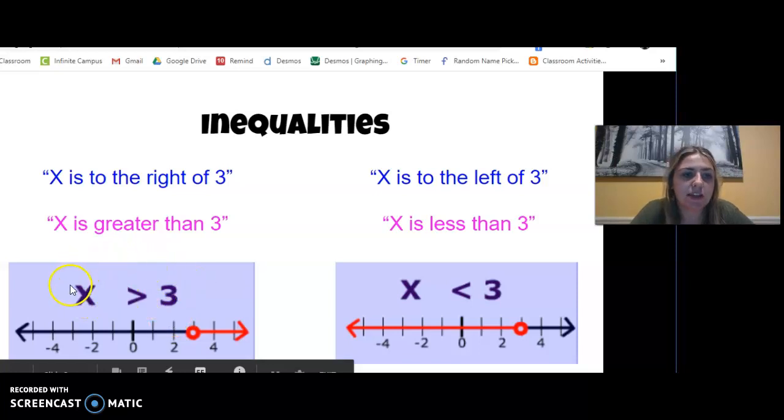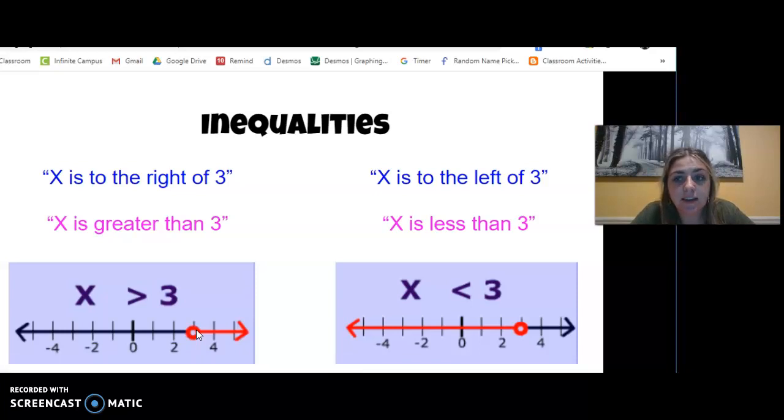So if I'm looking at this inequality, I have an X, and then I have a sign where the narrow end is pointing to the right, and then 3. So this says X is to the right of 3, which means X is greater than 3. When we are on a number line, anytime we move to the right, we are increasing our value.